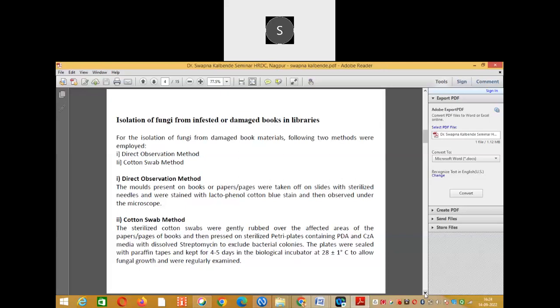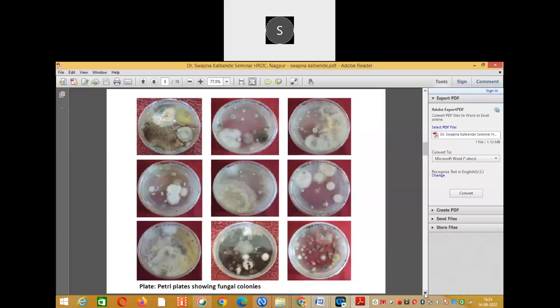And in the cotton swab method, sterilized cotton swabs were gently rubbed over the affected areas of the papers or the books and then pressed on sterilized petri plates containing potato dextrose agar and Czapek agar media with dissolved streptomycin to exclude the bacterial colonies. The plates were sealed with paraffin tape and kept for 4 to 5 days in the biological incubator at 28 degrees Celsius to allow fungal growth and were regularly examined.